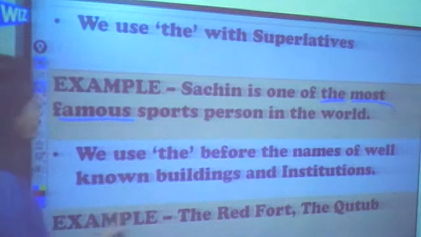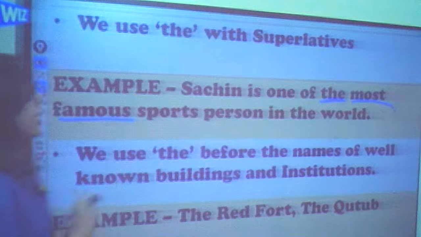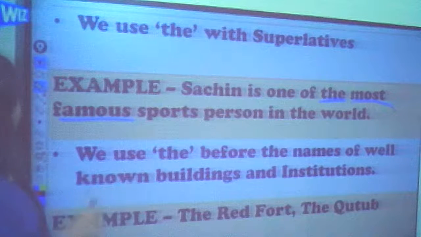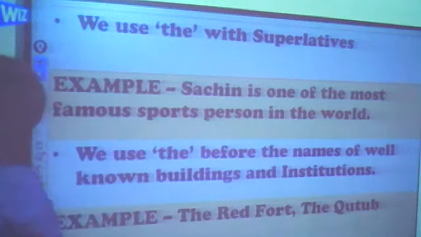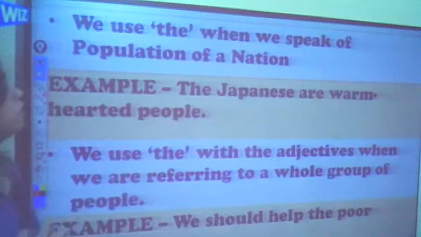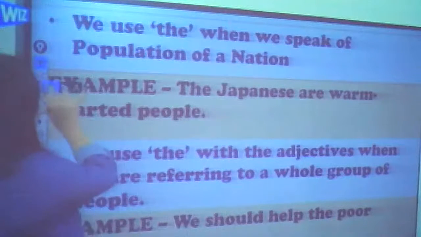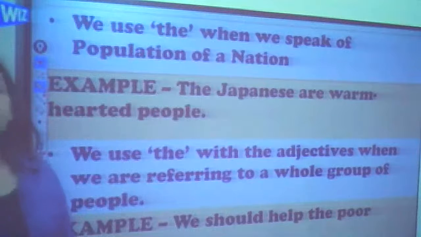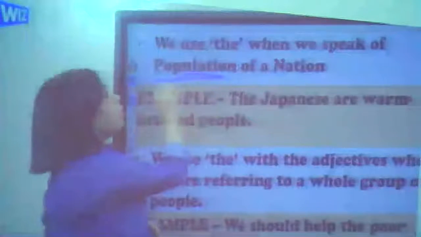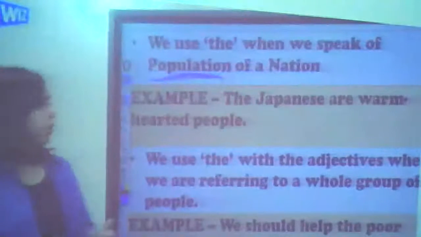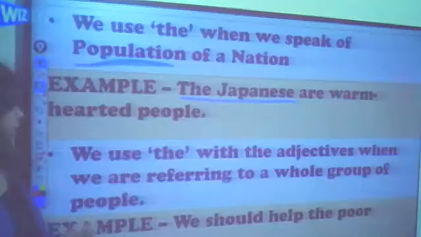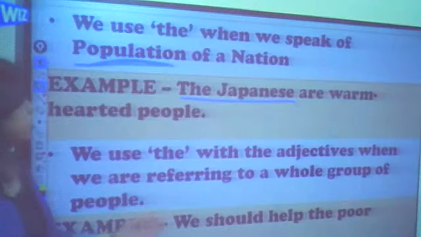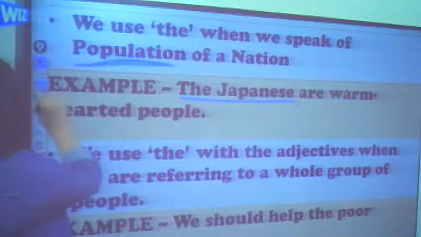Now, the Red Fort, the Qutub Minar, the India Gate. So with well-known buildings, we are going to use it. Okay, let's move on. We use the when we speak of the population of a nation. Keep it in mind that we are talking about the population as a whole, a whole group of people. For example, we should help the poor people.